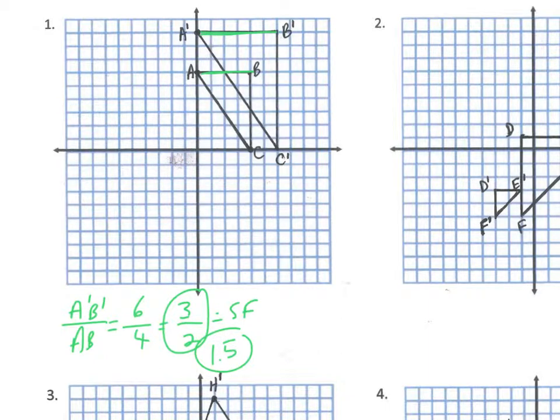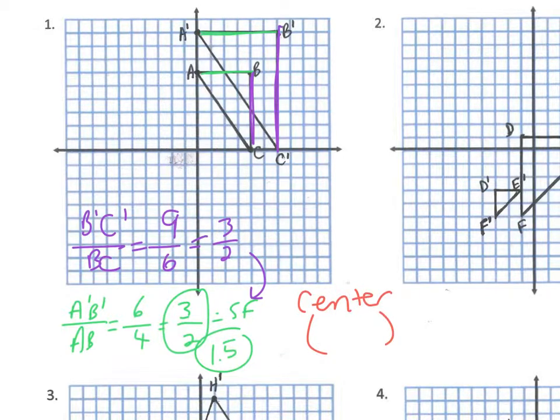So if I did that on this one, that would be me now doing the ratio of, let's go with a different color here, B prime, C prime to BC. B prime, C prime to BC gives me, if I count that, 9 over 6, which reduces to the same 3/2 that we just got a second ago. So that was part 1, find the scale factor. Part 2 is find the center of dilation.